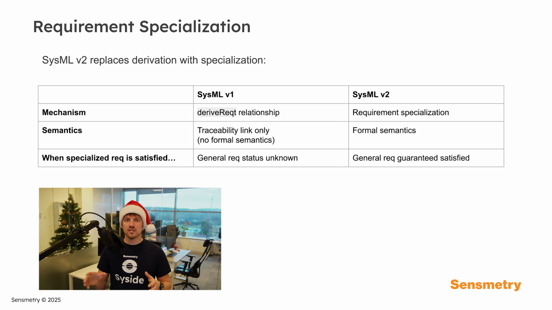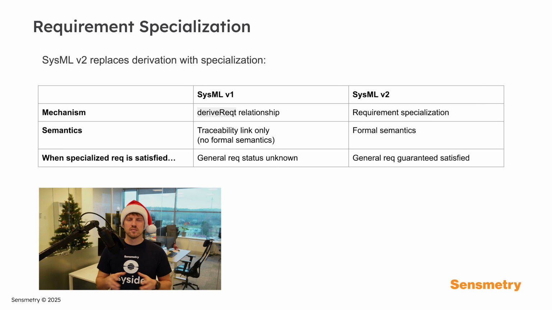What is the difference? The derive requirement relationship was just a traceability link, with no formal semantics. Specialization gives us real semantics. If the specialized requirement is satisfied, the general one is guaranteed to be satisfied too.